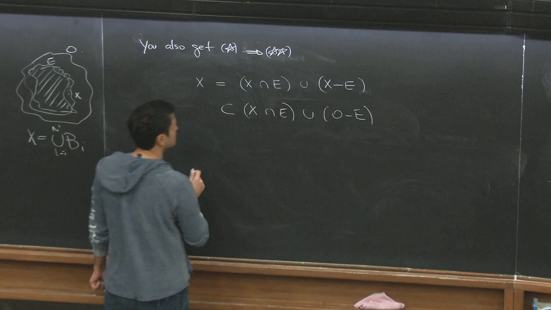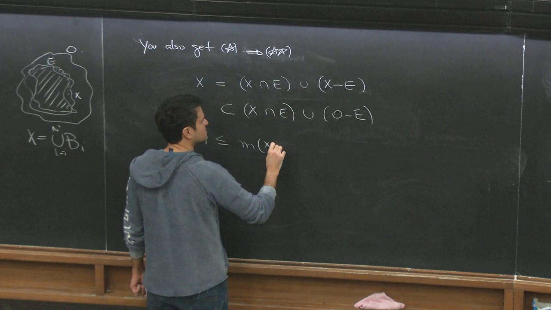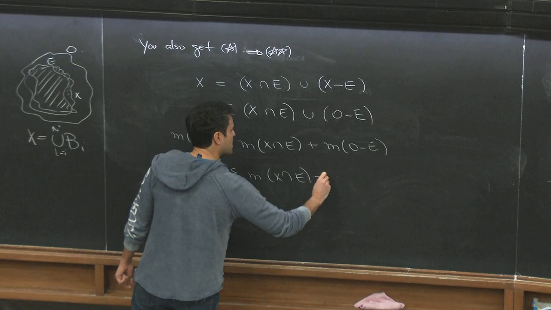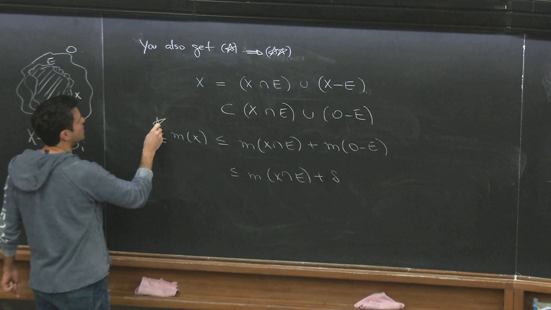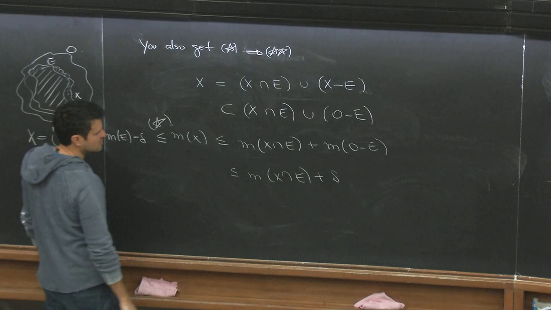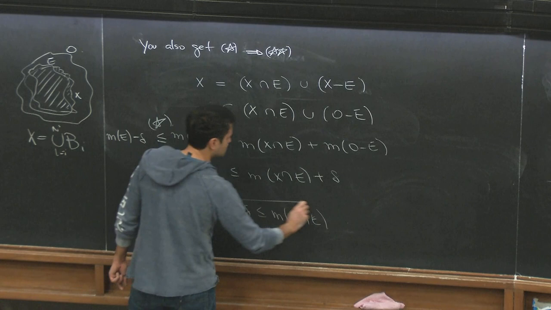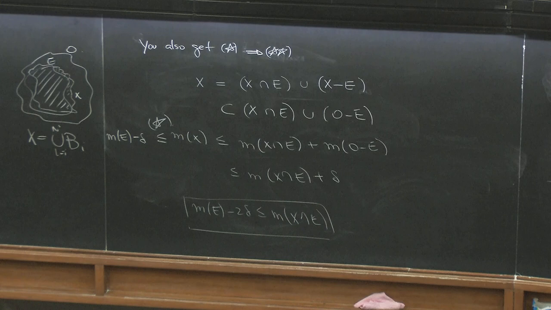So the measure of X is going to be less than the measure of X intersection E plus the measure of O minus E. Move this to this side. So of course this is less than or equal to the measure of X intersection E plus delta. This is less than delta. And this by part star is going to be bigger than the measure of E minus delta. Okay, so when you move this delta to the left, you get the measure of E minus 2 delta less than or equal to the measure of X intersection E. Okay? So this is how part 1 implies part 2. This star implies double star. So what you really need to prove is just this inequality here. What we have to prove.